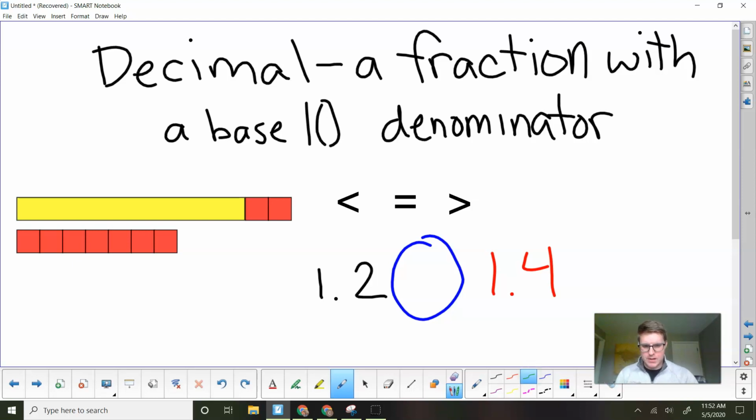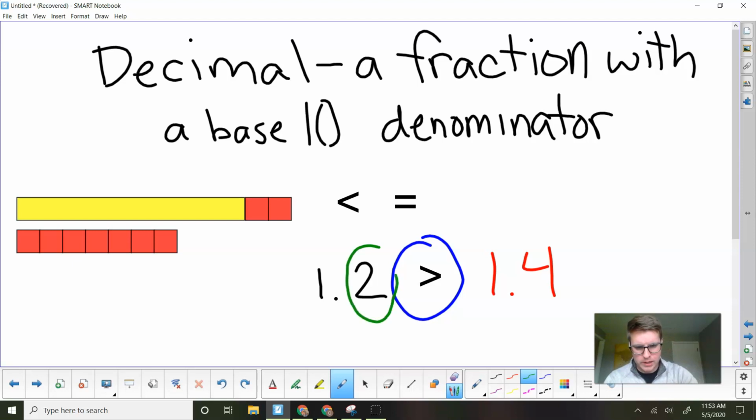This time I'm going to use my imaginary student, Sally. Sally says, Mr. Ritenour, I have been paying attention, and the last few times, the smaller decimal was the one that was greater than. So I'm going to say that 1.2 is greater than 1.4. Okay, Sally, let's see if you're right.